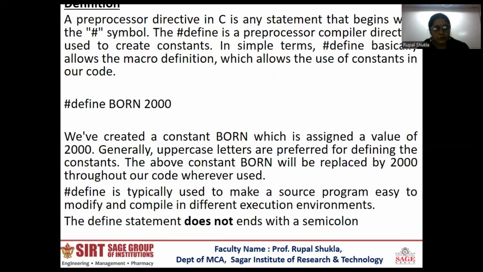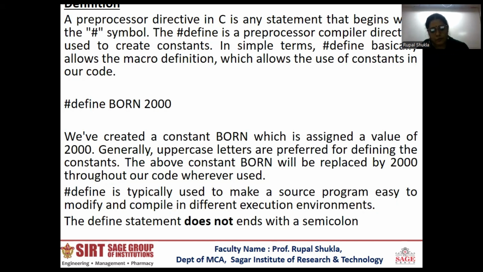Now, definitions. A preprocessor directive in C is any statement that begins with the symbol hash. The #define is a preprocessor compiler directive used to create constants in symbolic terms. #define basically allows macro definitions which allow the use of constants in our code.